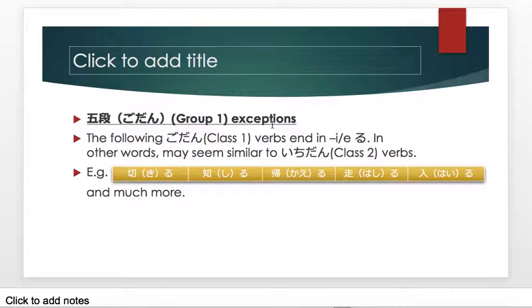There are some exceptions, and you really, really need to be careful about this because they also end in i or e sound and ru. In other words, they seem a lot like class 2 verbs in their plain form. So we have kiru, to cut; shiru, to know; kaeru, to go home or to return; hashiru, to run; and hairu, to enter.